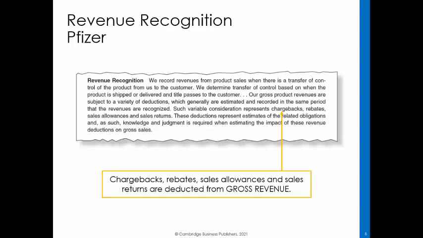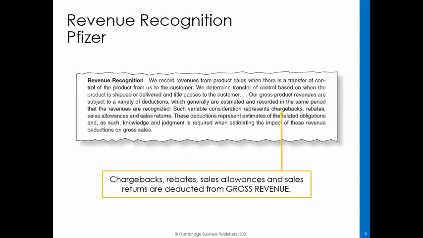The amount of revenue Pfizer reports on the income statement is net of certain deductions, which are described in the revenue recognition footnote. According to the footnote, gross product revenues are subject to a variety of deductions, which generally are estimated and recorded in the same period that the revenues are recognized. Such variable consideration represents chargebacks, rebates, sales allowances, and sales returns from gross revenue.